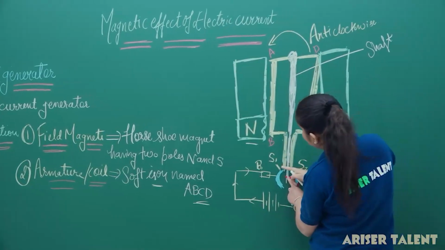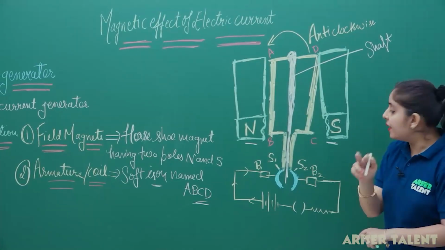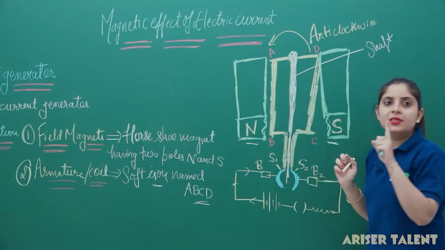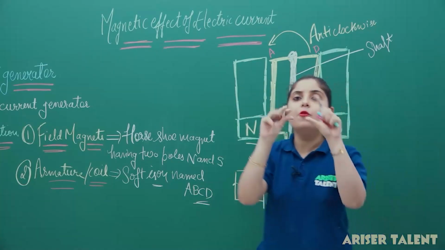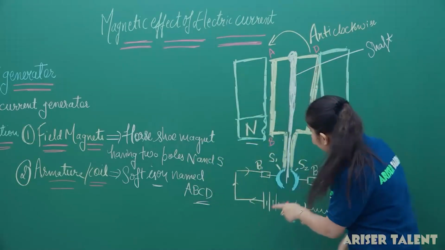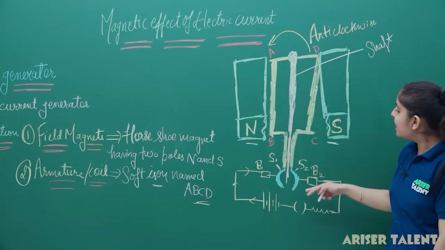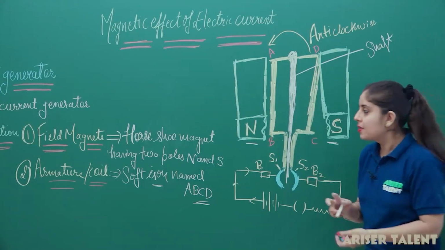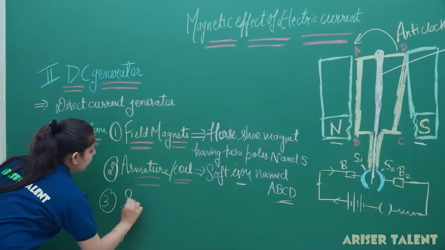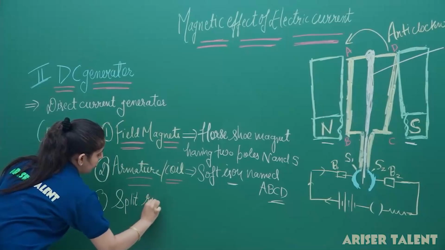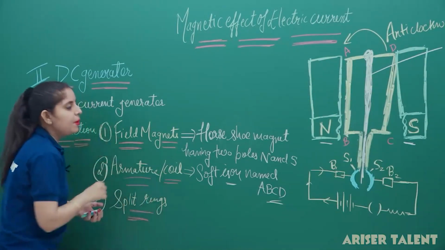This armature has two ends, and you can see that these two ends are connected with two half rings here. So this is the basic difference between the AC generator and the DC generator. There we had taken full rings, but in this case we have taken two half rings. These rings are known as split rings. So the third thing we have taken is split rings.